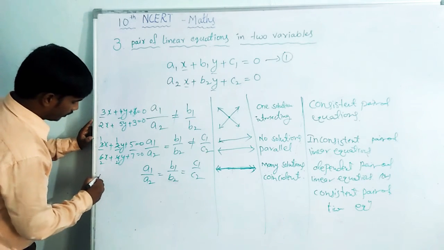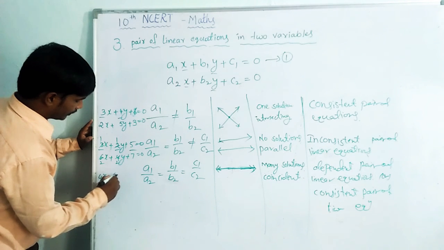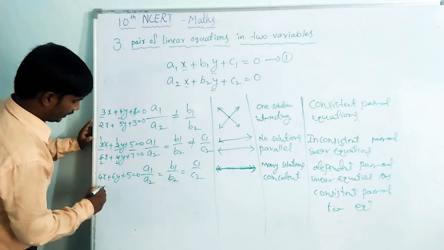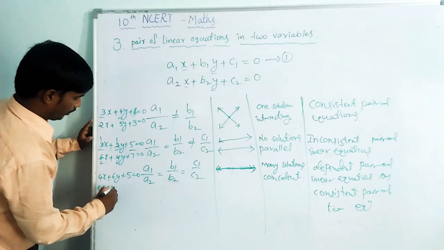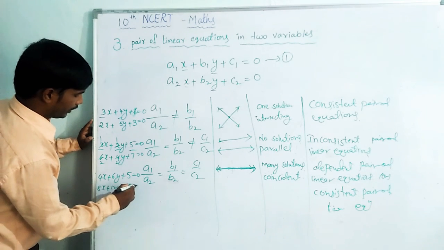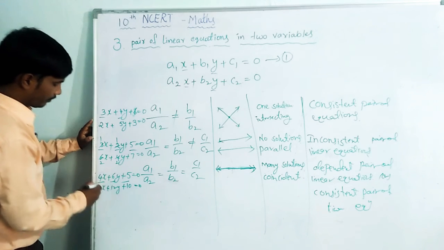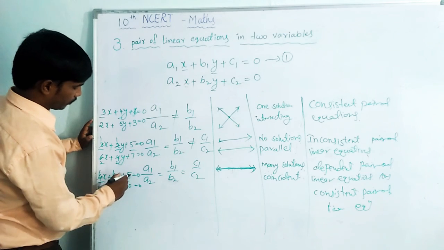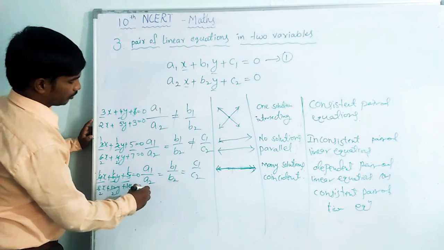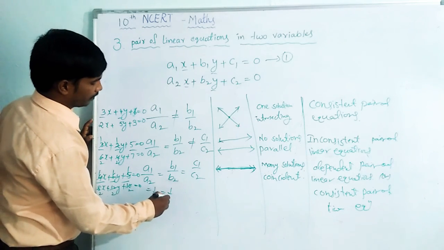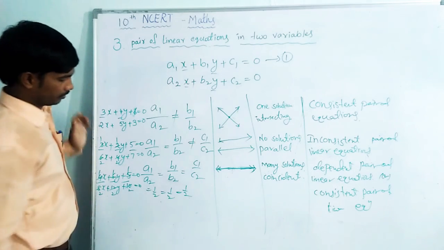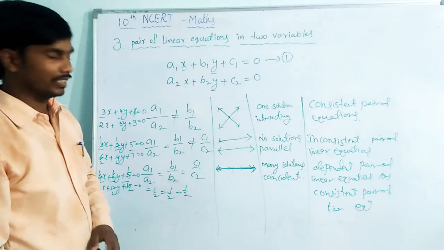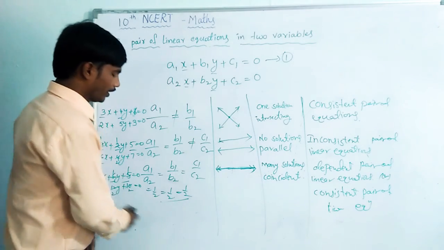Next, for the third one, 4x plus 6y plus 5 is equal to 0, then 8x plus 12y plus 10 equal to 0. Compare the ratios. 4 by 8 means 1 by 2. 6 by 12 means 1 by 2. 5 by 10 also 1 by 2. So 1 by 2 is equal to 1 by 2 is equal to 1 by 2. Then automatically a1 by a2 equal to b1 by b2 equal to c1 by c2.